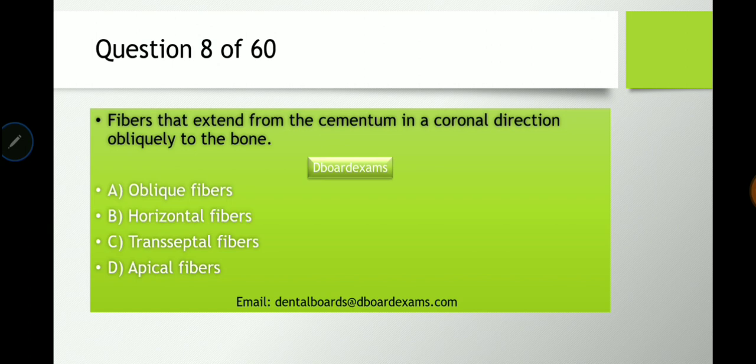Fibers that extend from the cementum in a coronal direction obliquely to the bone are called what? Are they called oblique fibers, horizontal fibers, transseptal fibers, or apical fibers? Of course, the question gives obliquely, so if you chose oblique fibers, that's the correct answer.